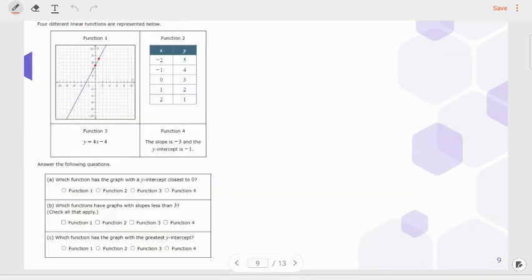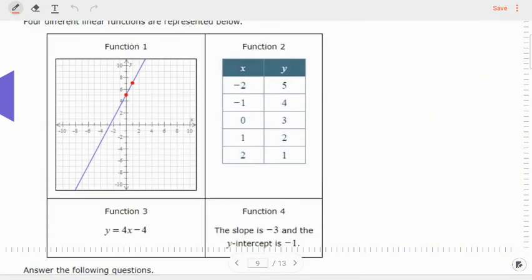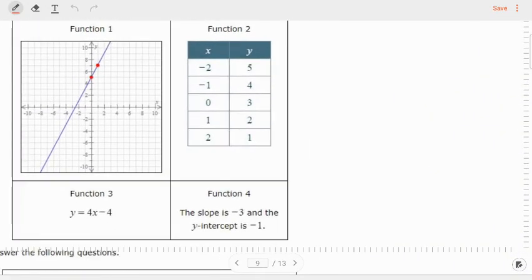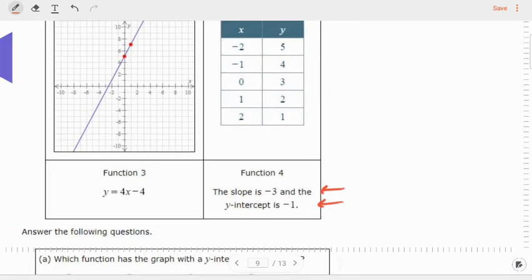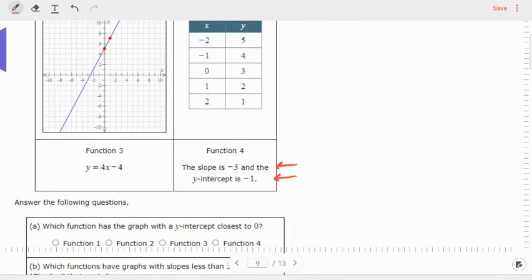Okay, let's look at just a few more examples. So on this next problem, we are going to be comparing 4 different functions. They're written in 4 different ways. Now you can see that on function 4, it's telling me what the slope and the y-intercept is. I can find those things from all of these examples. And let's just go ahead and take a second and identify them because we're going to need them. So on function 3, my slope is equal to 4 because that's the number next to x, and my y-intercept is equal to -4. That's the number on its own.